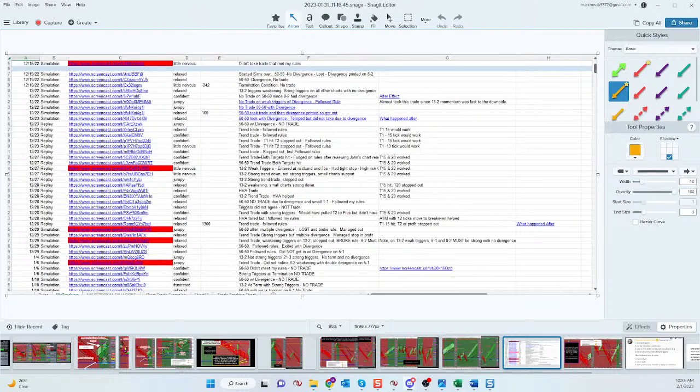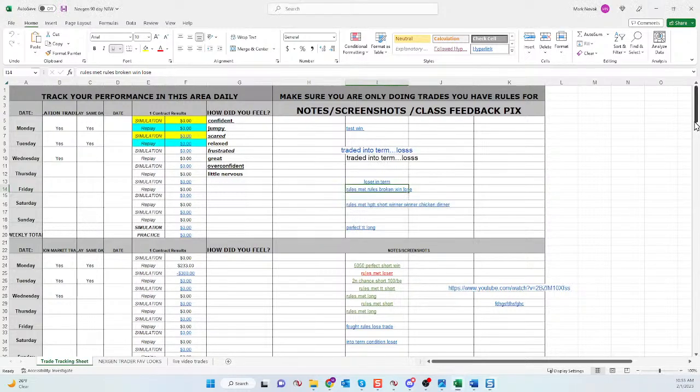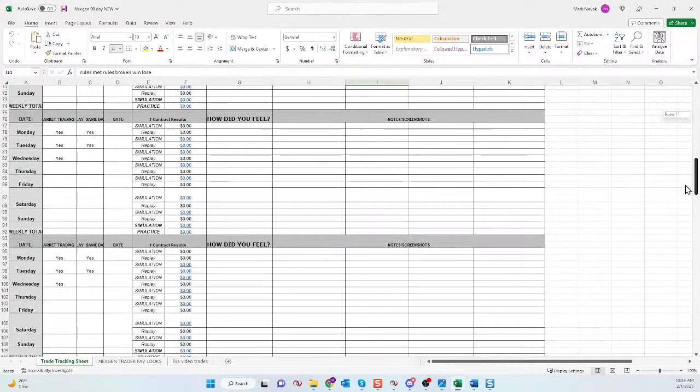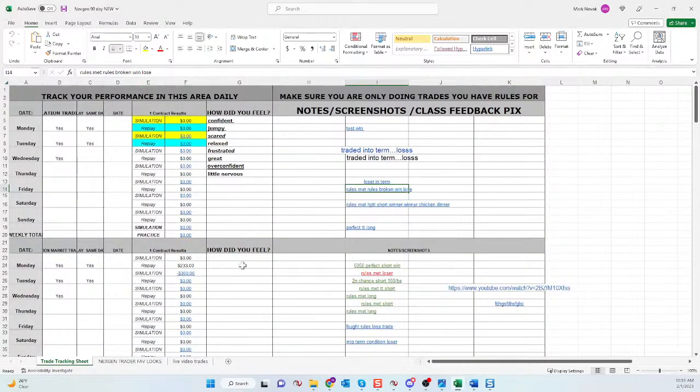I can tell you before I went live the second time, I filled up 3 pages of this tracking sheet. 3 pages of trades, of annotations, of feedback. So you're going to use this one to develop an awareness of the patterns in the market, but also the patterns in yourself. I traded into termination conditions a lot in the beginning.